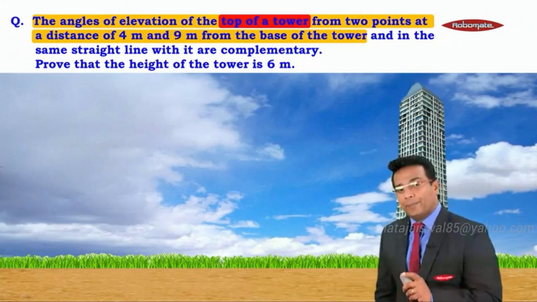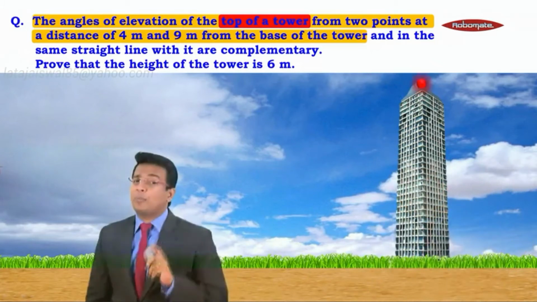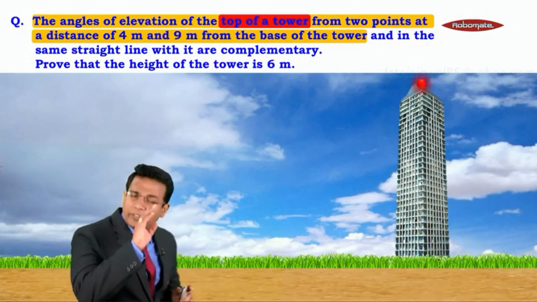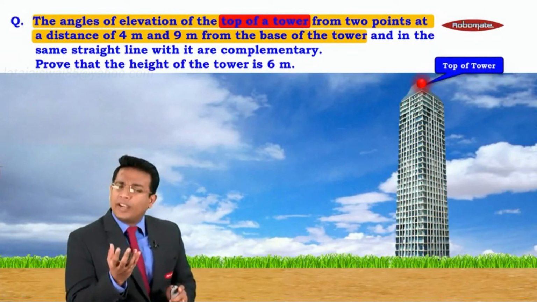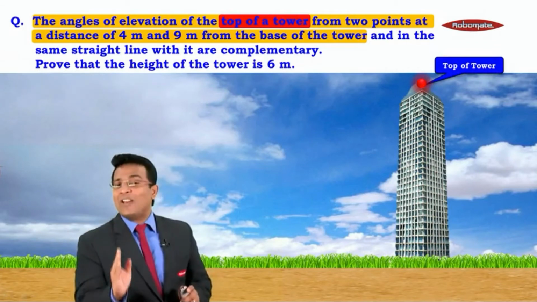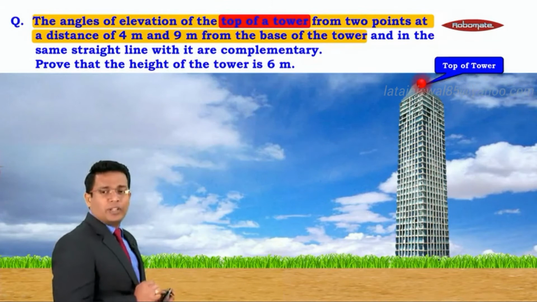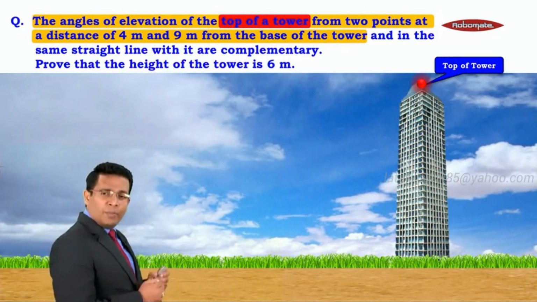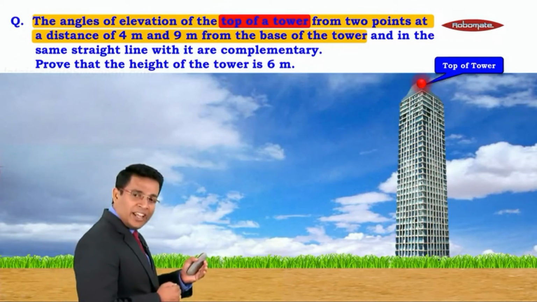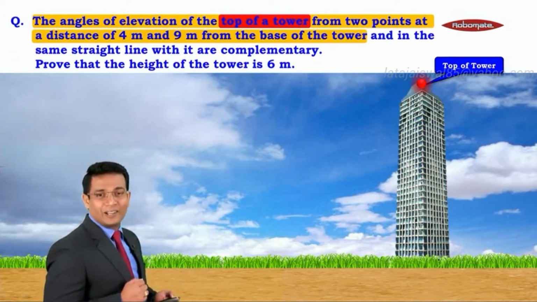From 2 points. So one angle is made from one point and the other angle is made from the other point when that observer is observing the top of the tower. But where are those points located? Let's see. From 2 points at a distance of 4 meter and 9 meter from the base of the tower. That means there are 2 points you need to consider. One would be at a distance of 4 meter from the tower and the other one would be at a distance of 9 meter from the base of the tower, right?